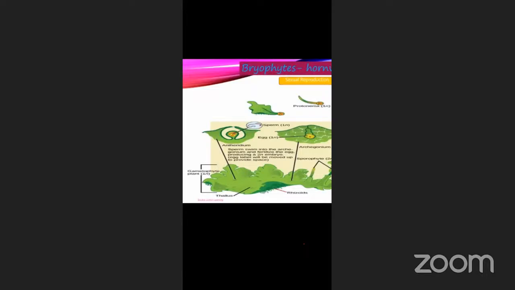And reproductive organs are also there. The sporophyte is completely dependent on the gametophyte. Like that, point by point, you can write that. Okay, clear? Yes, sir. Okay.